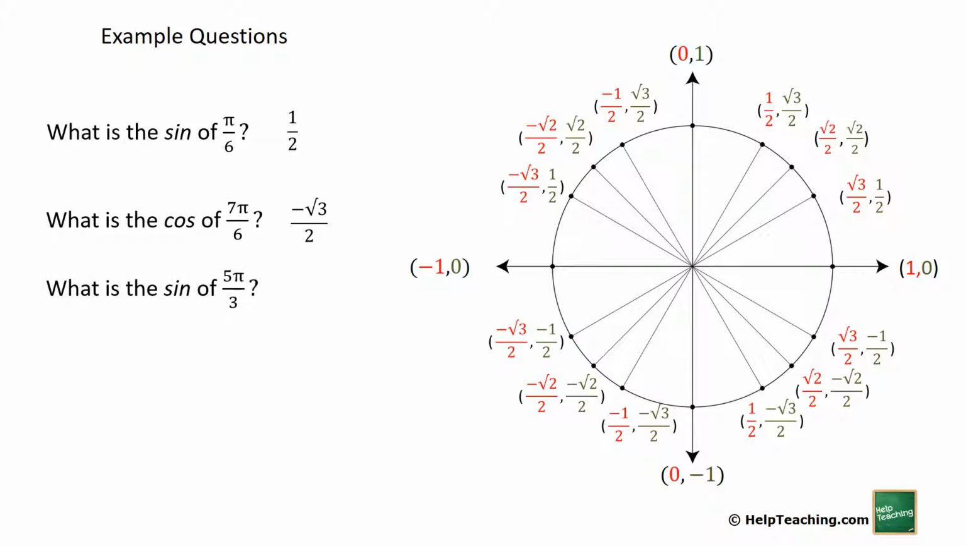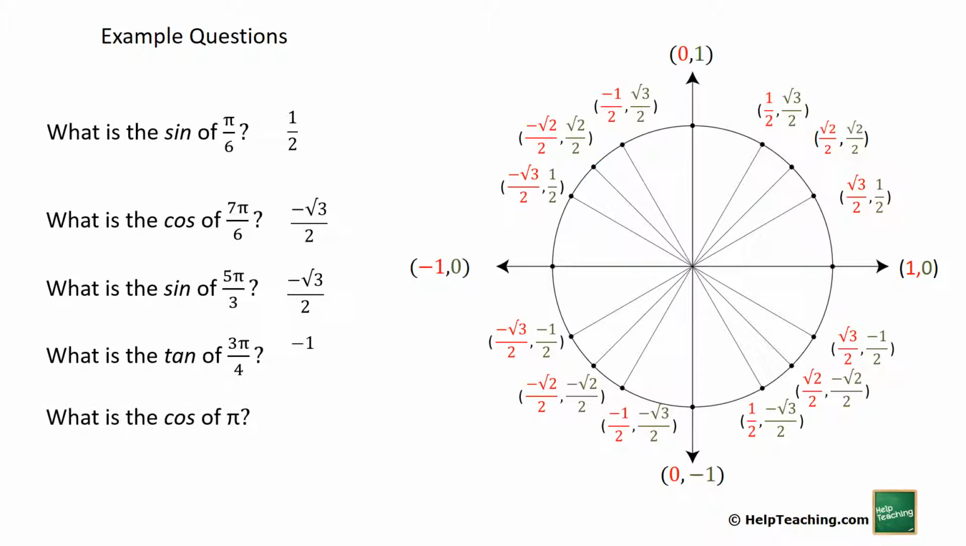What is the sine of 5 pi over 3? Well, 5 pi over 3 is down in quadrant 4. We're looking for the sine, so it's the y value, which again is negative root 3 over 2. What is the tangent of 3 pi over 4? Well, 3 pi over 4 is up in quadrant 2. So this, remember, is y divided by x. Y is root 2 over 2. X is negative root 2 over 2. So when we divide those, we get negative 1.